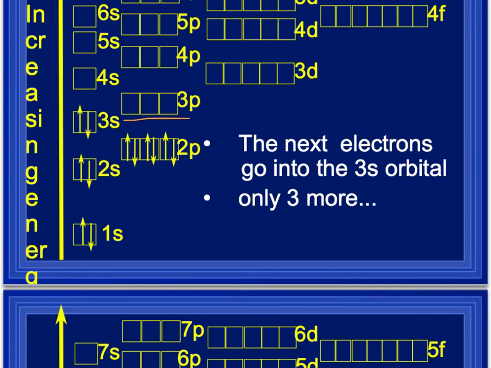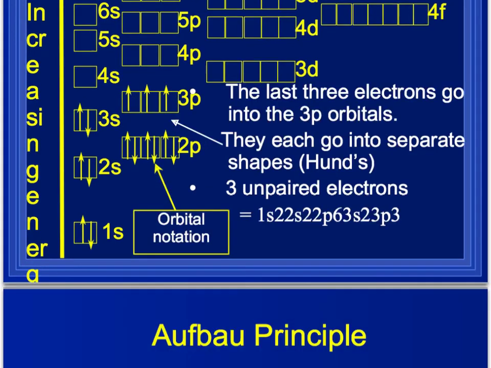But remember Hund's Rule, it stated that you don't want to put them all in the same box. So I'm going to put one there, one there, one there. Each electron wants to have their own room. So the last 3 electrons go in the 3p orbitals. They each go into separate shapes per Hund's Rule. We do say that now there's 3 unpaired electrons, because notice they're just by themselves in each room, so we consider that to be unpaired.